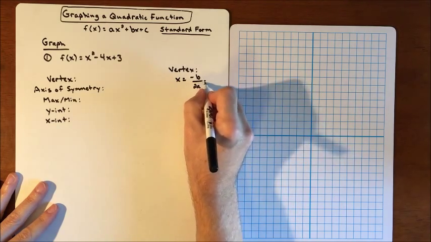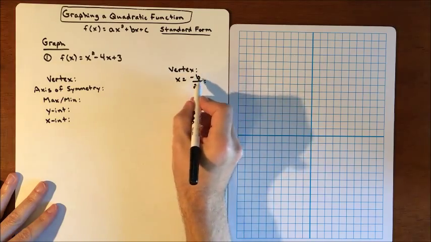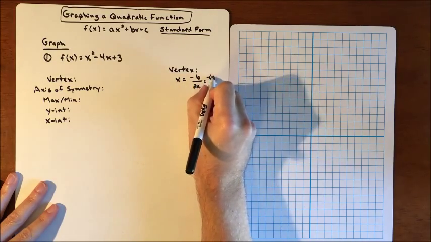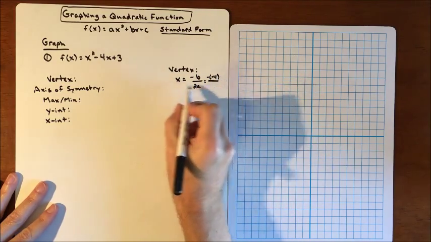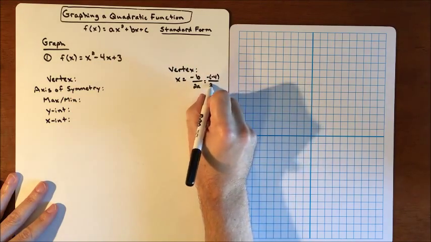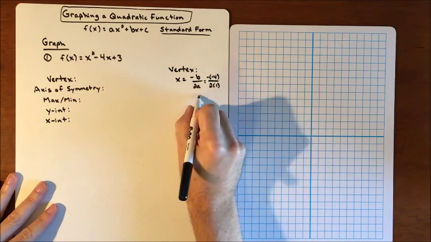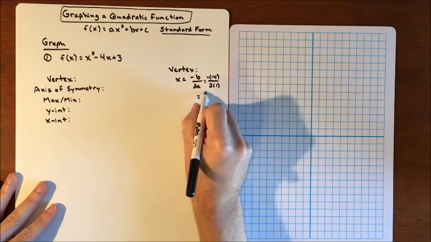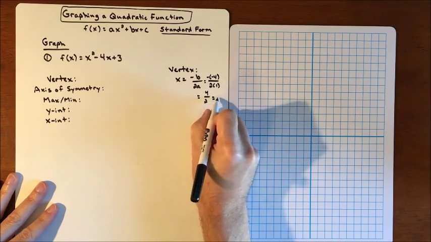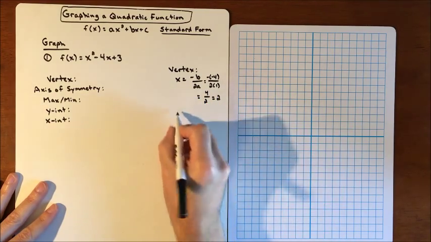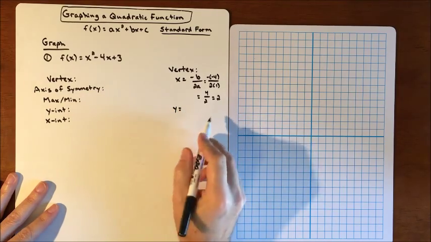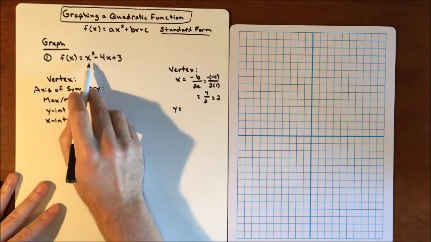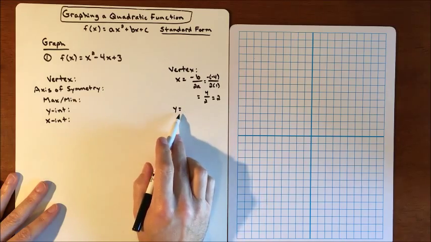So we have a -4, divided by 2 times 1. So that equals 4 divided by 2, which equals 2. For our y value, any time that you ever have an x value, you plug it in to the equation to get your y value.